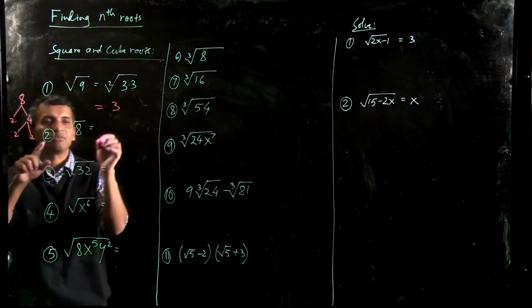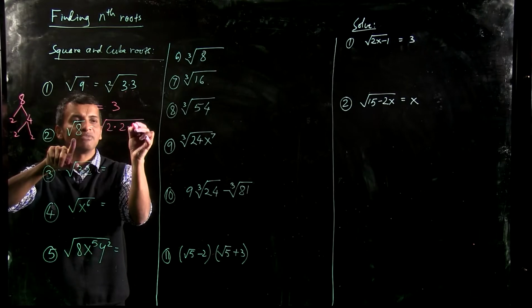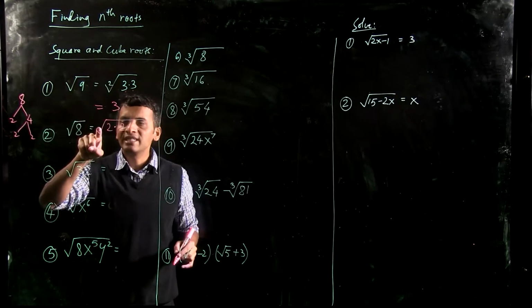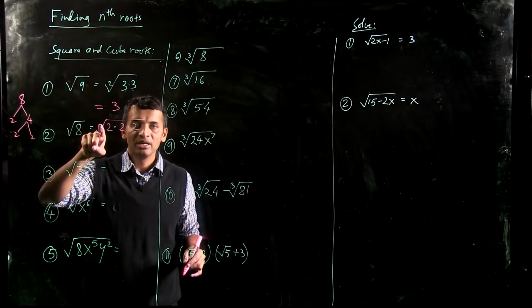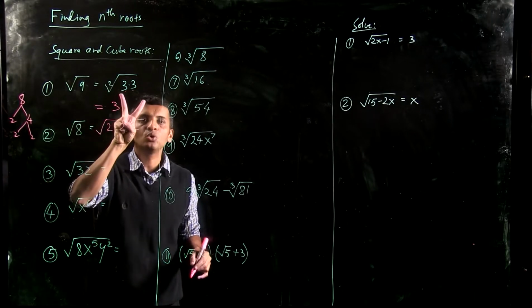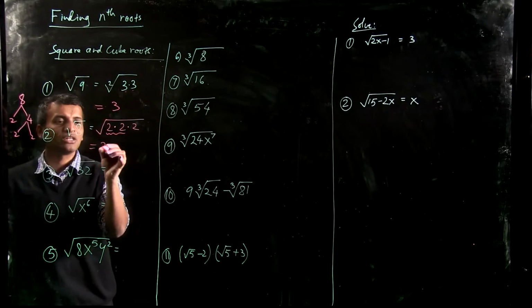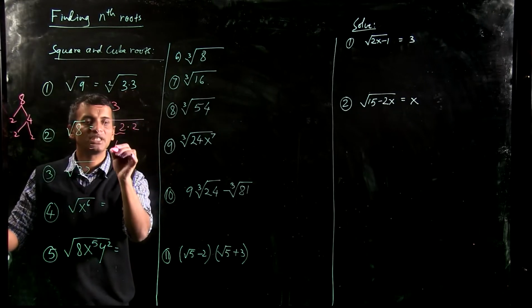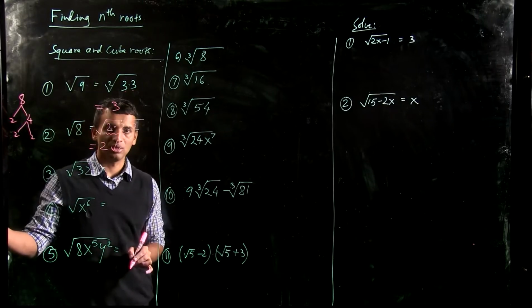So it is 2 times 2 times 2. But this is a square root. There is nothing inside the angle, which means there is a 2. You should understand that there is a 2, meaning that you need a pair of 2's. So look at this first pair. From that pair you can write 2 outside the root, but this 2 does not have a pair, so it will still stay inside. This is how we find the square root.